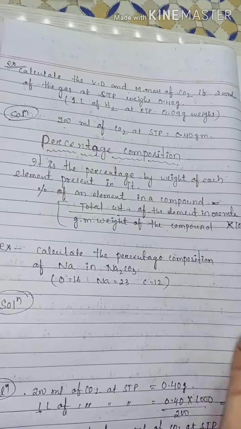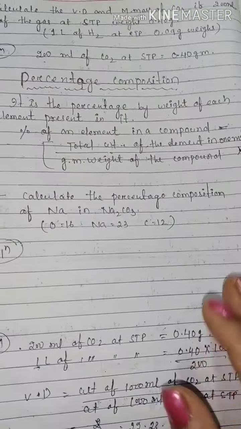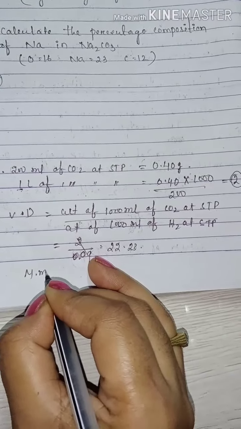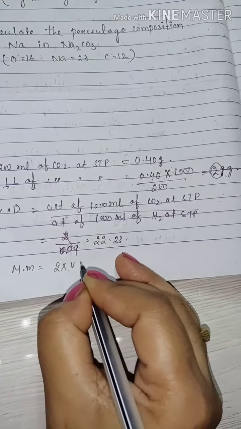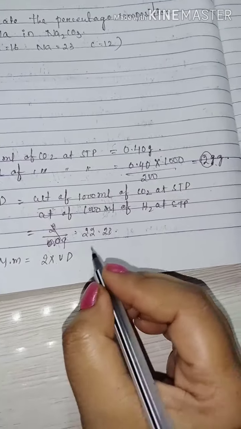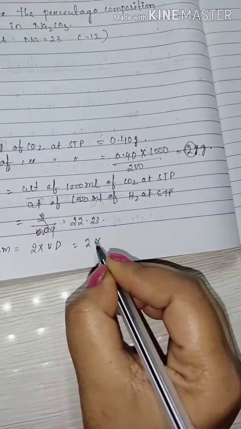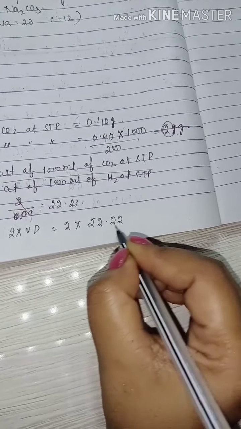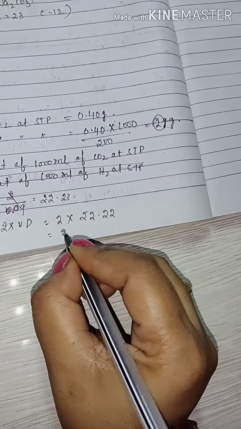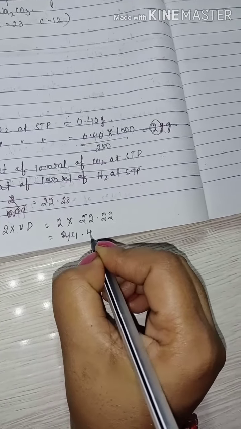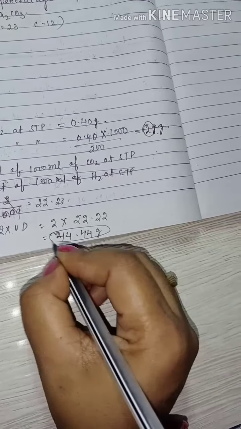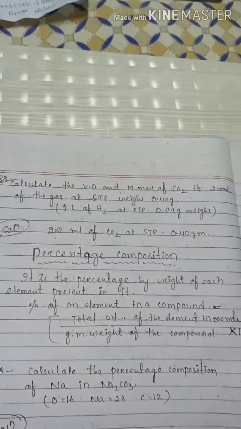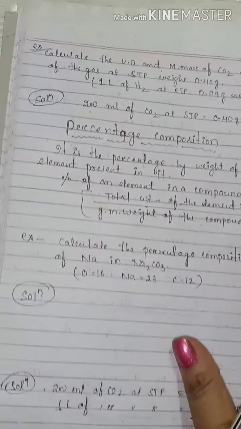How will you calculate the molecular mass? Molecular mass is equal to 2 into vapor density. This is the formula. So 2 into 22.22 is equal to 44.44 gram. This is the answer. Clear? Like this you have to calculate related questions.